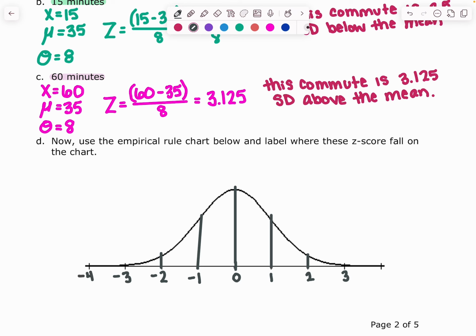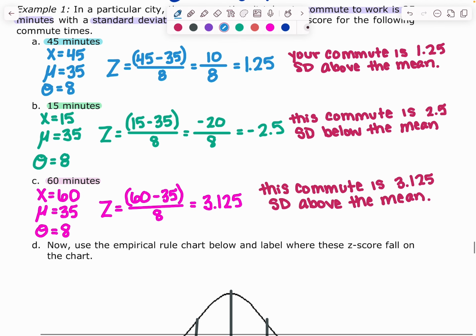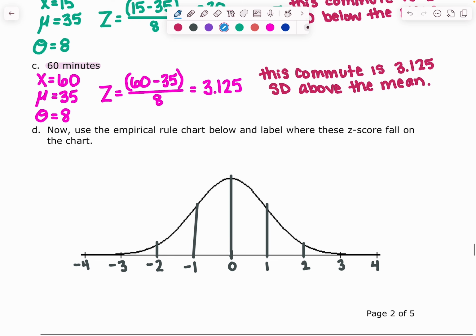And we actually have marks for 4 and negative 4 as well. Typically, we only need to go to 3 and negative 3, but this one goes all the way out to 4. That's nice, actually. All right, so the first one we did was up here in blue. That was the commute time of 45 minutes, and it had a standard deviation of 1.25. So that's going to fall between 1 and 2, and it's going to be a little bit closer to the 1 than to the 2. That looks good. So this is z equals 1.25.